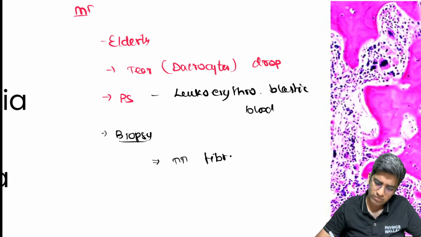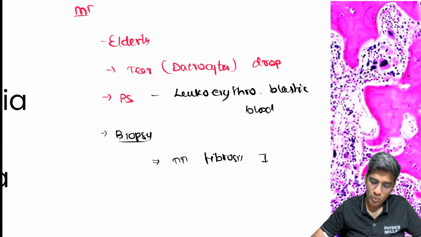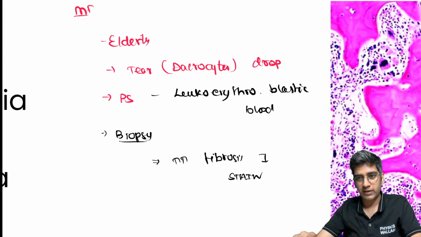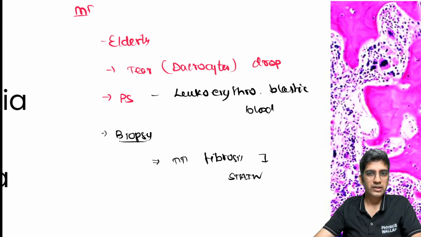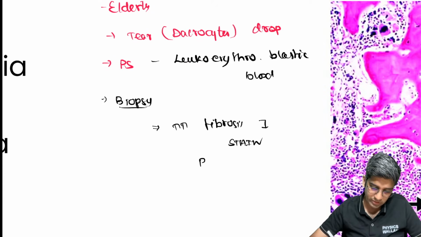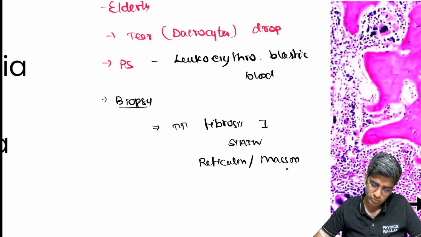And this came long back in an INICET exam. What's the stain? Can anyone answer this? The stain which we use to diagnose fibrosis in the bone marrow. What's the stain? The classical stain, we use reticulin or we use Masson's trichrome, right? We use reticulin stain. Reticulin is also a good stain to identify fibrosis. In later stages, we use Masson's trichrome. There are stains which can help me to identify myelofibrosis.